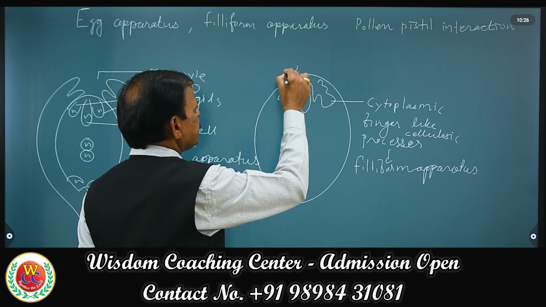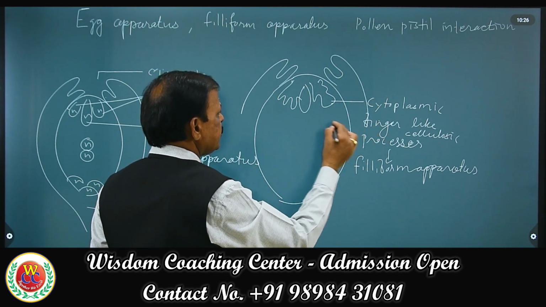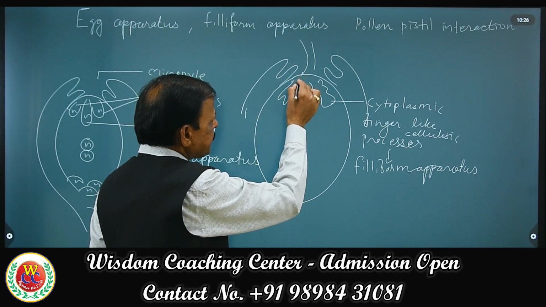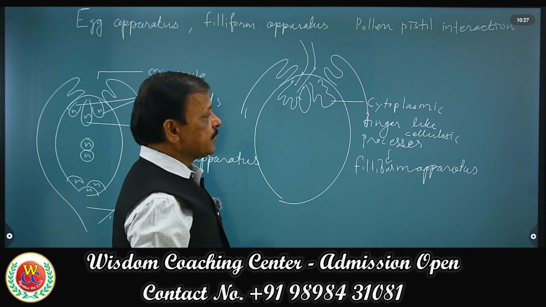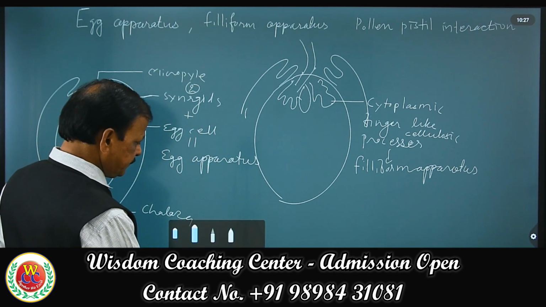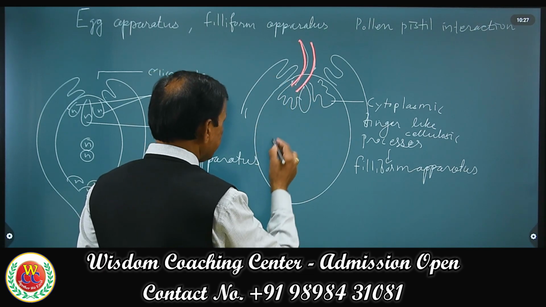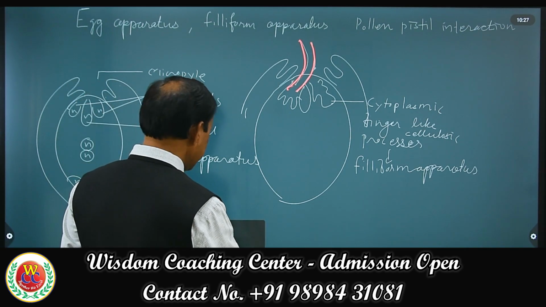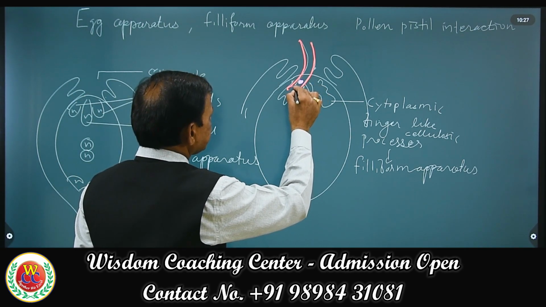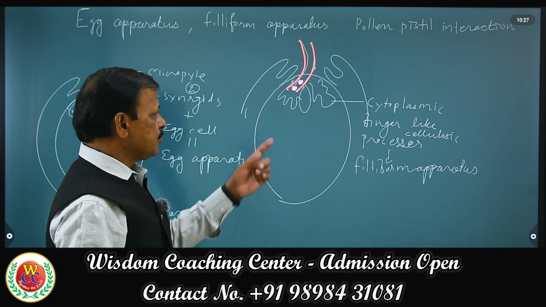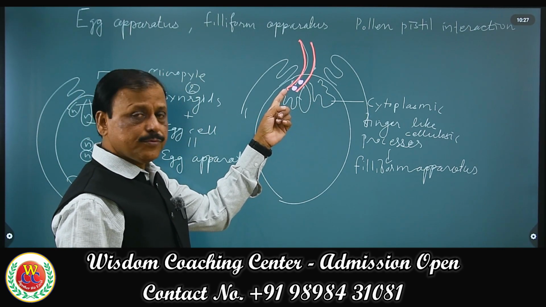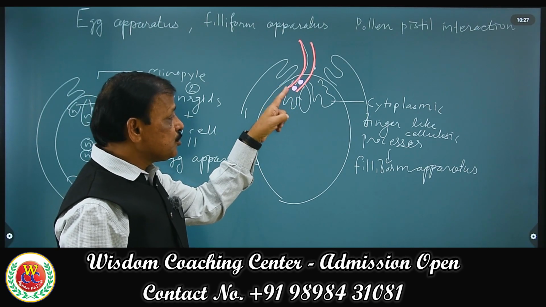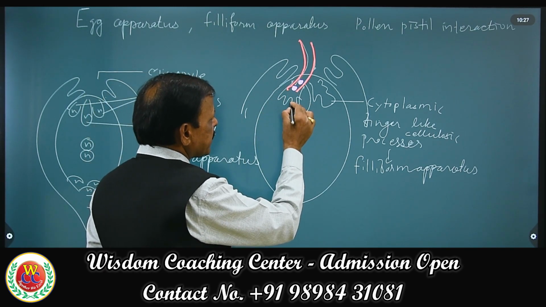They guide. Once again, these are the outer and inner integument. When the pollen tube reaches the micropylar end, the filiform apparatus guides this pollen tube. See the pollen tube. This pollen tube bursts and releases the male gametes. So synergids receive the pollen tube, the filiform apparatus guides it through the synergids, and it releases two male gametes.